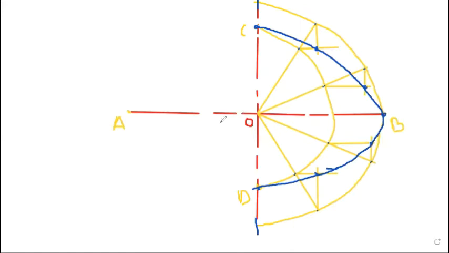Next we do the oblong method. In the oblong method, what we will do? First here we draw a vertical line.